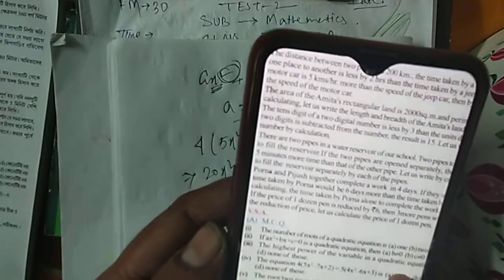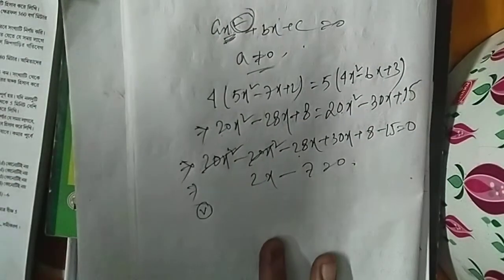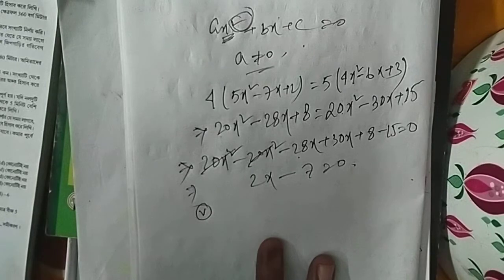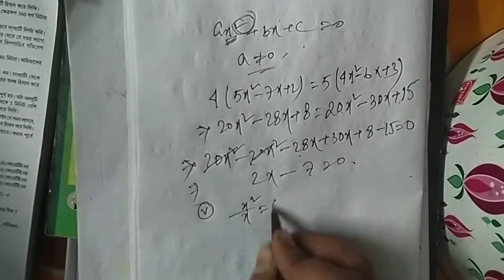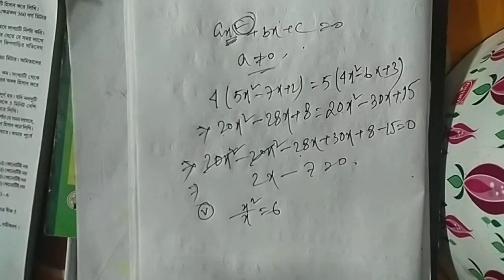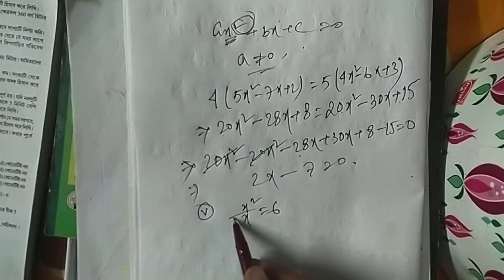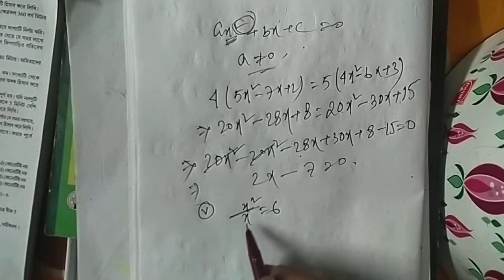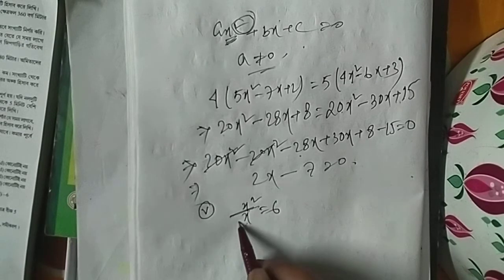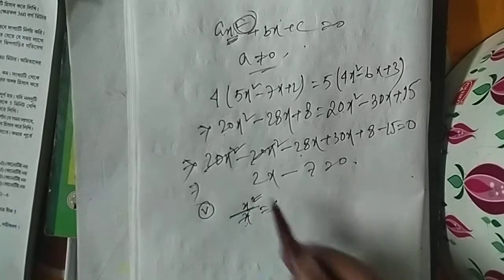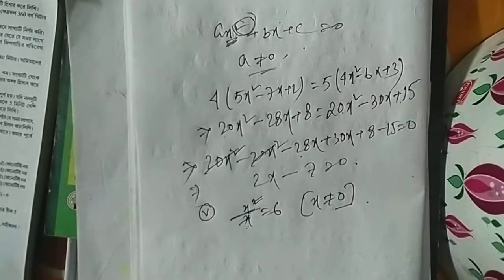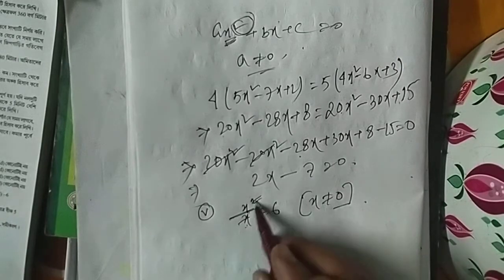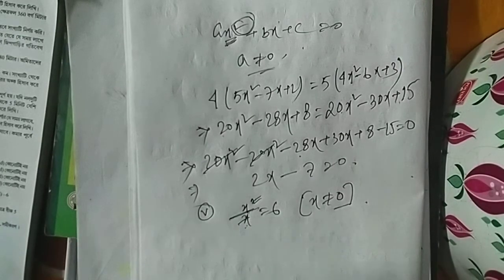Now next, question number 5. Question number 5 asks for the root or roots of this equation. Here the equation is x square by x equal to 6. Everyone sees that for this case, dividing by x, x will be eliminated when x is not equal to 0. Therefore x and x will be eliminated.